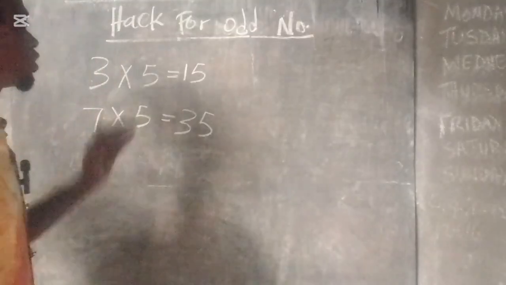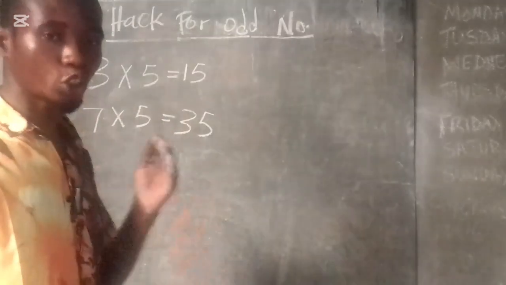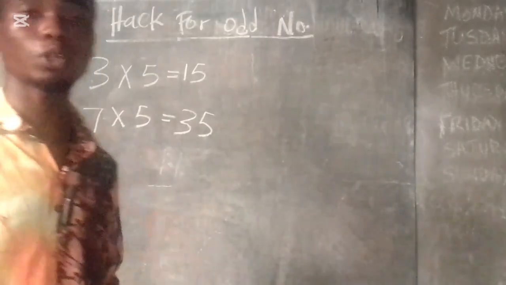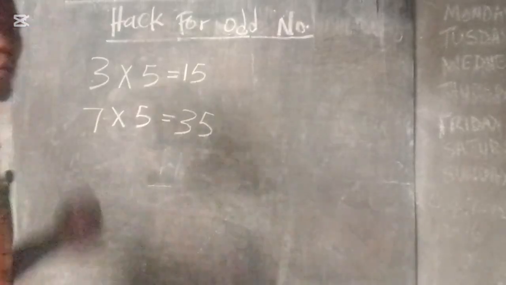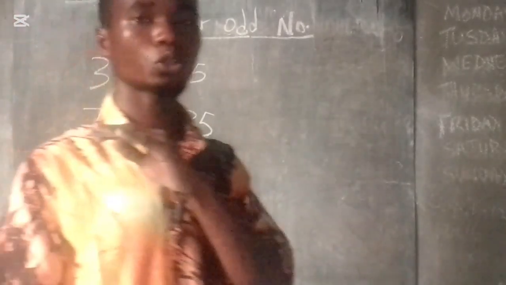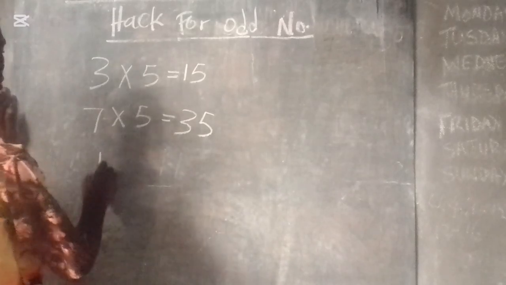Are you getting me? So this is the trick in multiplying 5 with odd numbers. This is the trick you need to use when you are multiplying 5 with odd numbers. The next one I will take is 11.